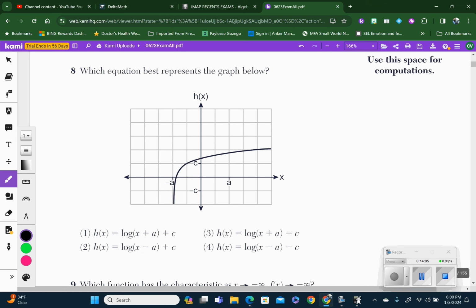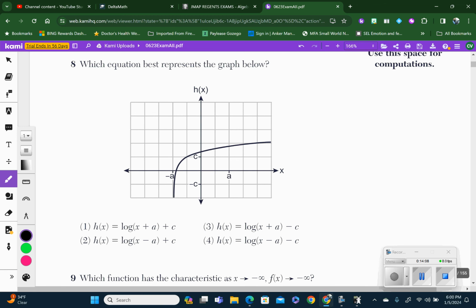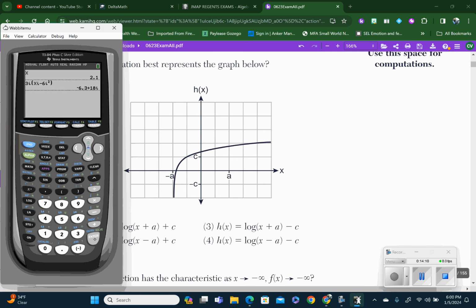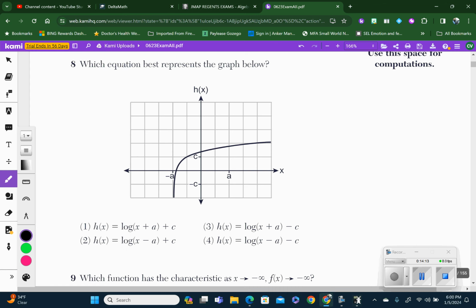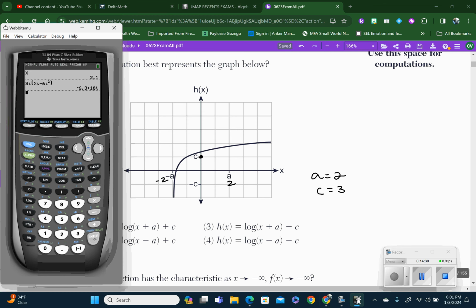All right. Which equation best represents the graph below? So this is a straight calculator question. So I would pick numbers for A, negative A, and A. So let's just say I look at this. This looks like negative 2, and this is 2. So A is equal to 2. And then if I were to say C right here, to make it a little bit different, I could say that C is 3. And again, all I'm doing is picking numbers for A and C. And then I'm going to take my calculator and see which one matches with that.